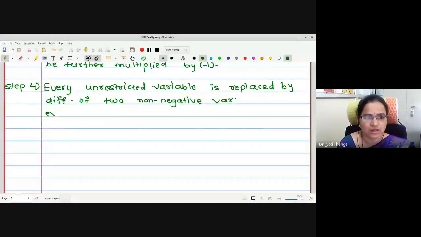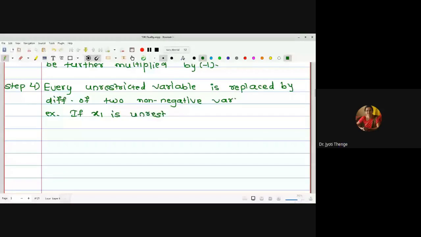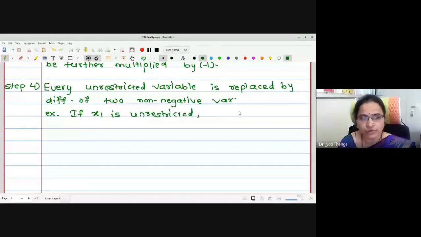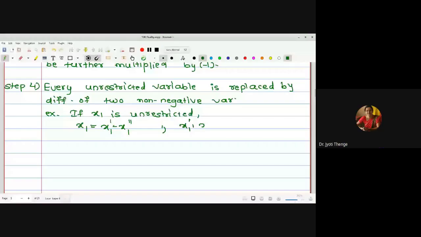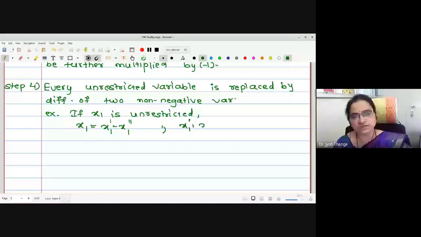Okay, here I will mention an example. If x1 is unrestricted, means it is not given that x1 is non-negative, then what we are going to do, we will replace this x1 by x1 dash minus x1 double dash, where x1 dash and x1 double dash are non-negative variables which are involved in the LPP instead of x1.